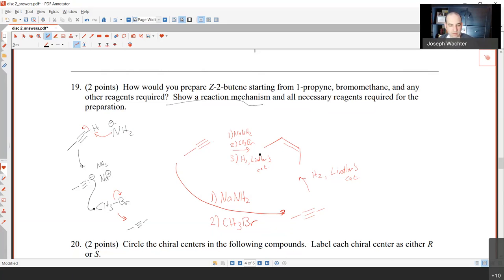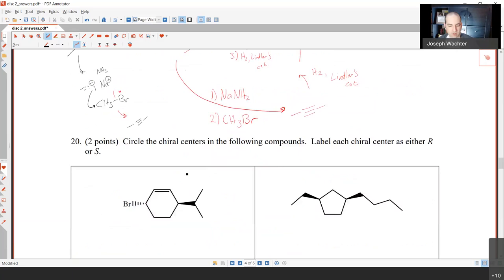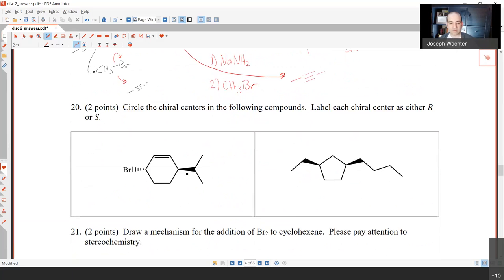All right, let's take a look at the next one. Circle the chiral centers in the following compounds. Label each chiral center as either R or S. Okay, so our chiral centers here are going to be right there, right there, here. So hopefully you found those.